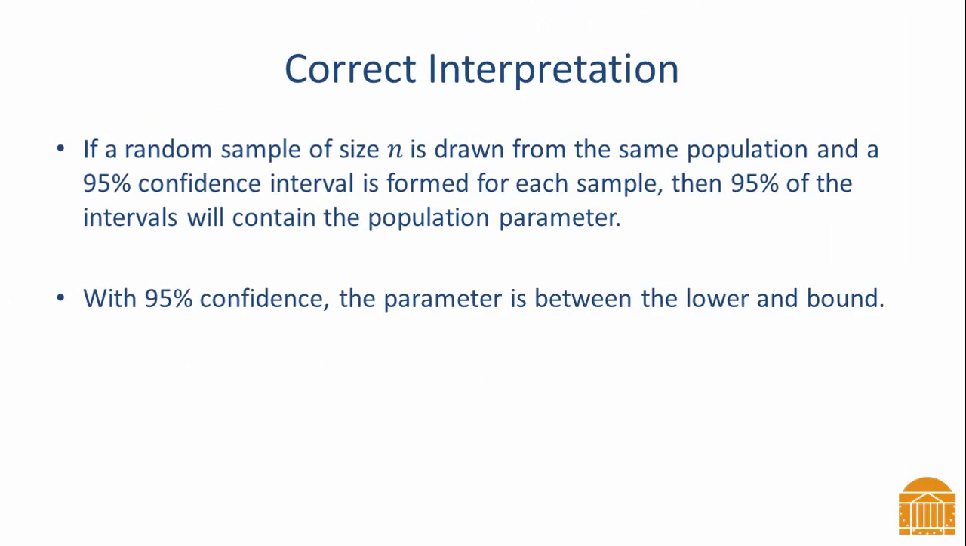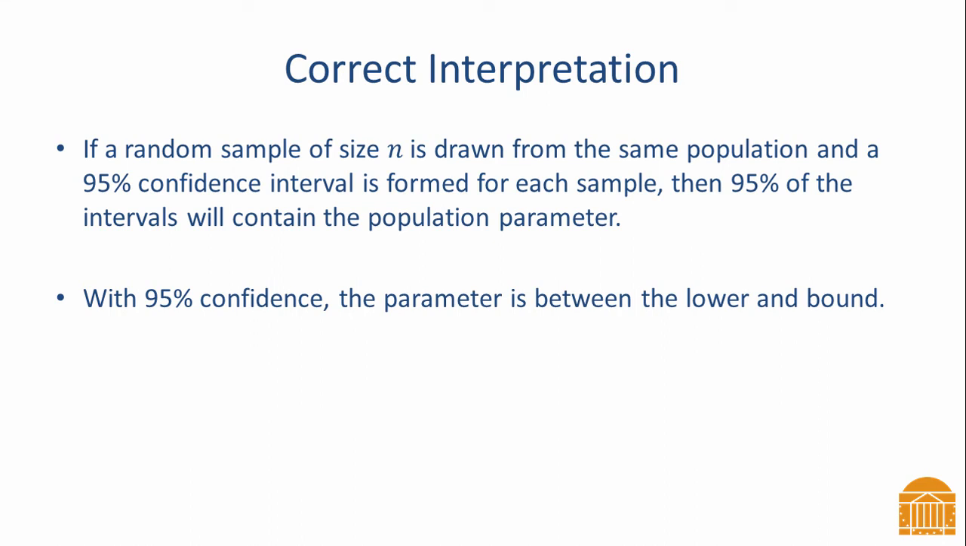Earlier, I mentioned an important nuance to the definition of the confidence level. Understanding this nuance is key to proper interpretation of a confidence interval. A confidence interval does not tell us the probability that a parameter is in the interval. Rather, if a random sample of size n is drawn from the same population and a 95% confidence interval is formed from each sample, then 95% of the intervals will contain the population parameter.